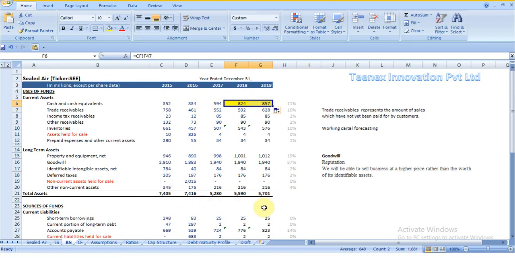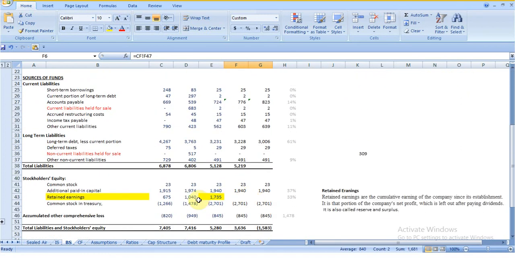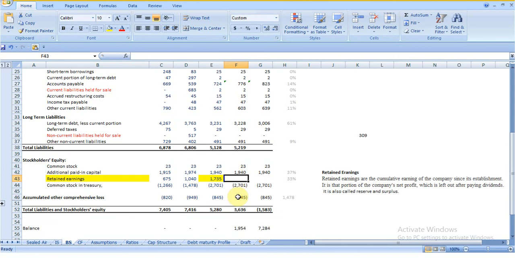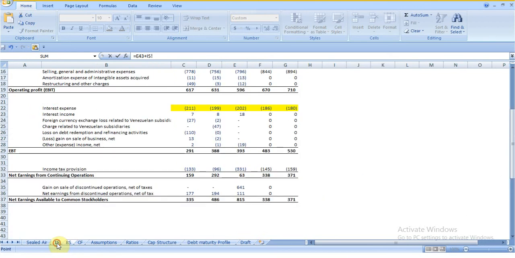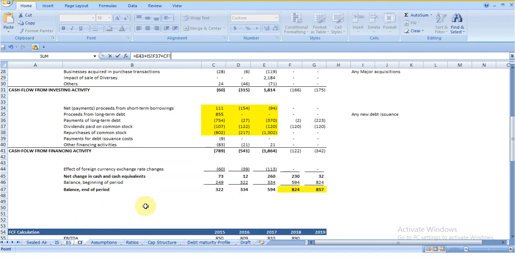Now I need to look into the retained earnings. What is retained earnings and how do I need to project it? For projecting the retained earnings, we will take last year's retained earnings plus this year's net profit or net income from the income statement. We are going to link it, and from this we subtract how much the company has paid in terms of dividends, which we are going to link from the cash flow statement. Dividends are here. We are going to link the dividend which is paid to the common stockholders.